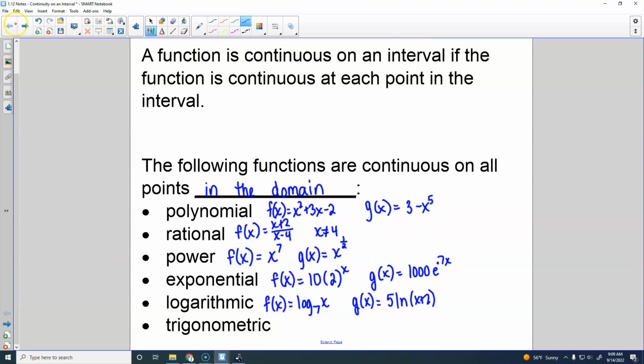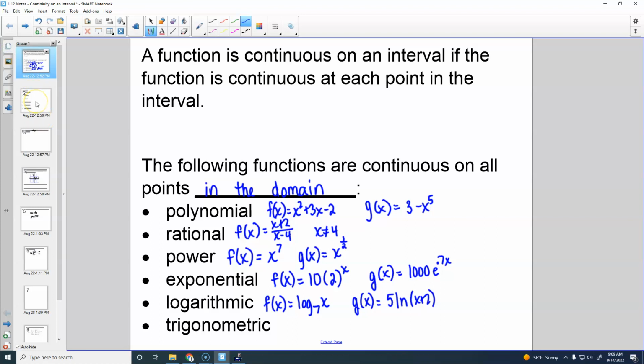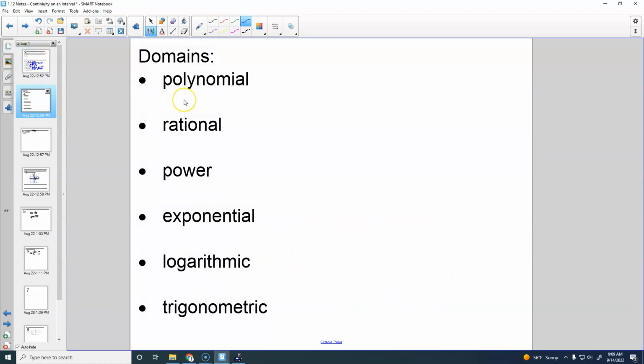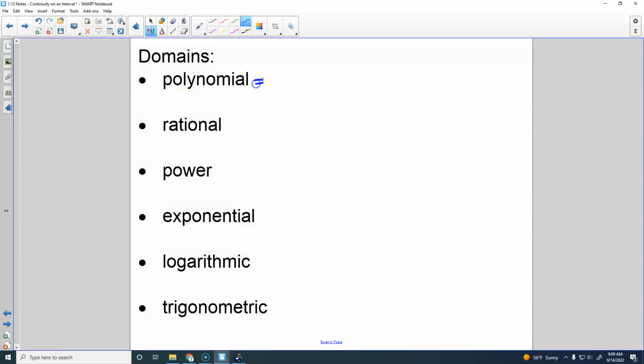So, we need to consider the domains of these a little bit to refresh our minds on what we have to think about for domains. So, polynomials are super easy. Polynomials are always all real numbers. Have I used this symbol with you guys before? The double bar R. It signifies all real numbers. It is not something I made up. It is a real mathematical symbol. You may use it, or if you're using interval notation, negative infinity to infinity.